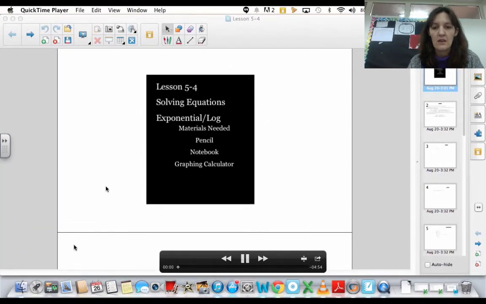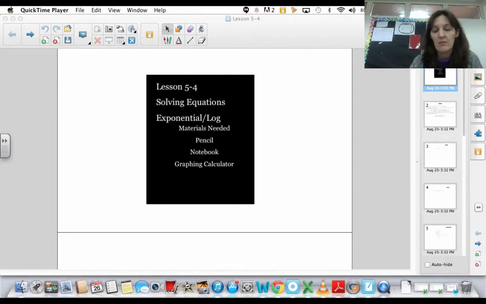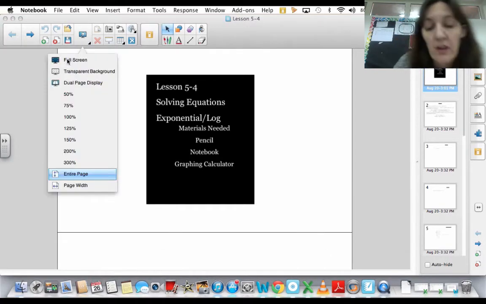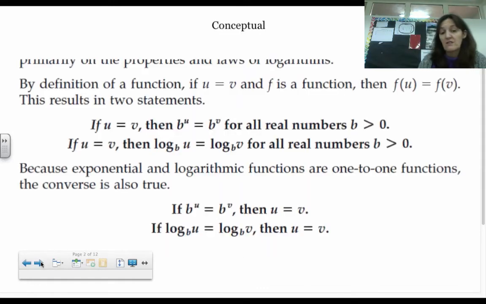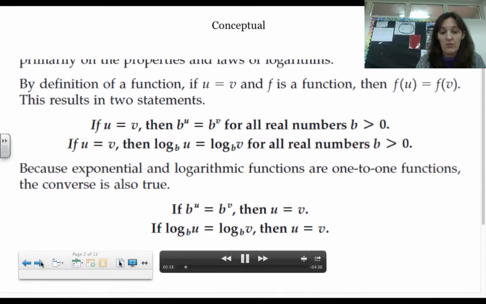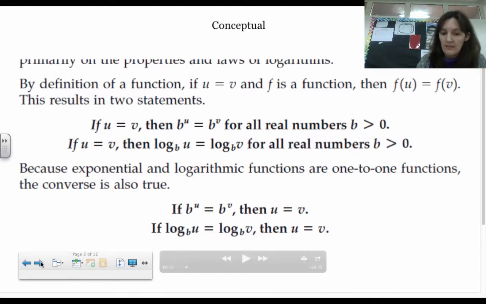All right. Solving exponential equations and log equations. Some of this is going to be a little difficult today, I'm going to warn you on that one. Some of it will be super simple, but there's a lot of algebra involved and a lot of complex problems. So let's pause for a second and talk about these laws and these rules.